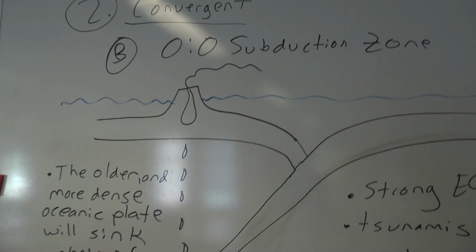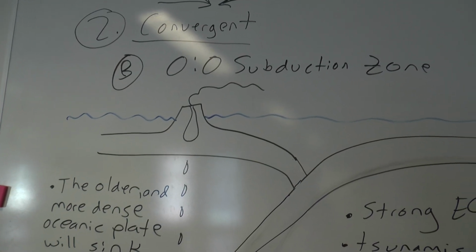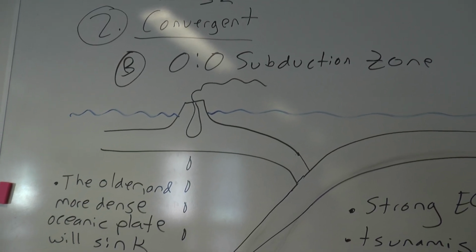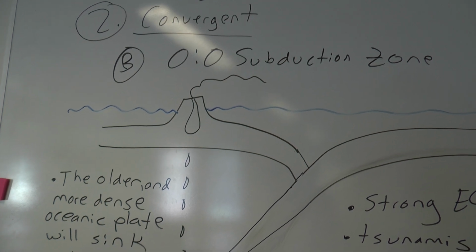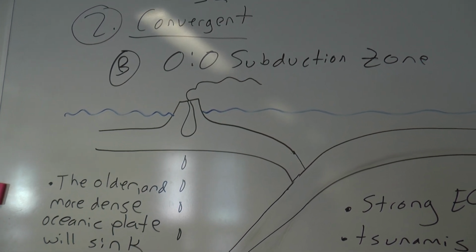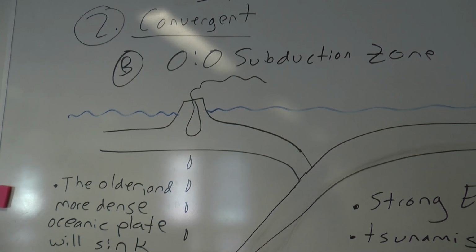Let's just pan up a little bit and look at this drawing again. So notice that our active volcano here is not really part of a landmass. It is an island. It has formed an island because it's a volcanic island arc.